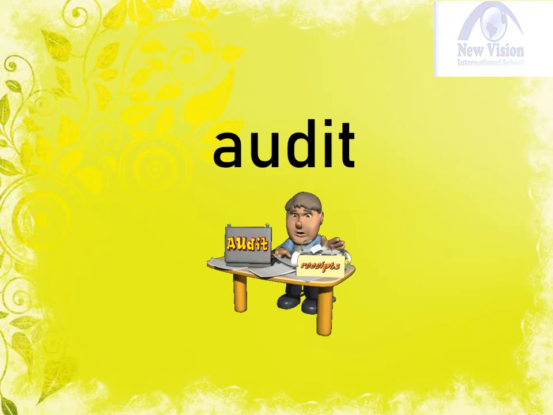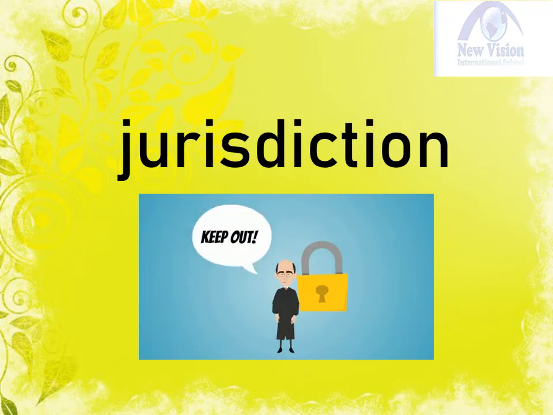The word is audit. Audit means examine carefully for accuracy. Sample sentence: The Internal Revenue Service selected us for an audit. The word is audit. The next one we have the word jurisdiction.